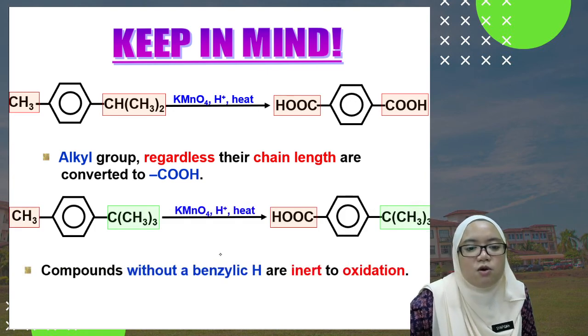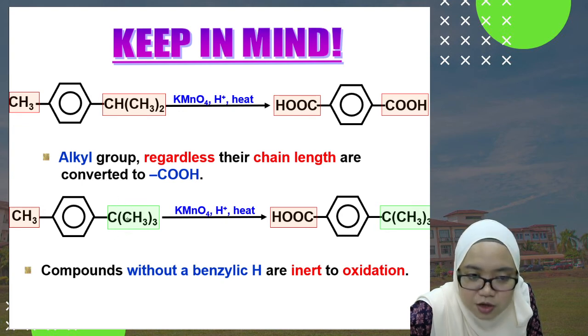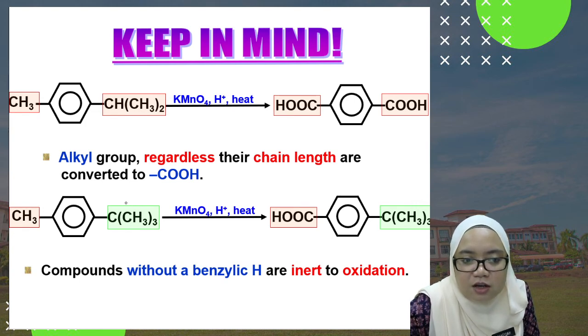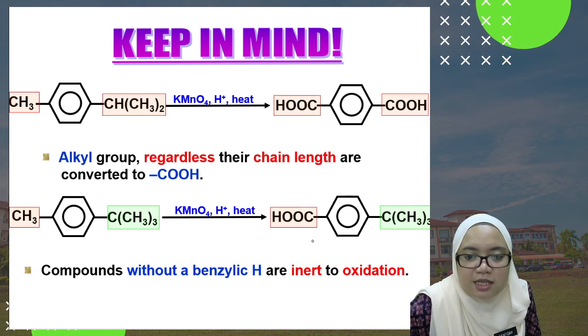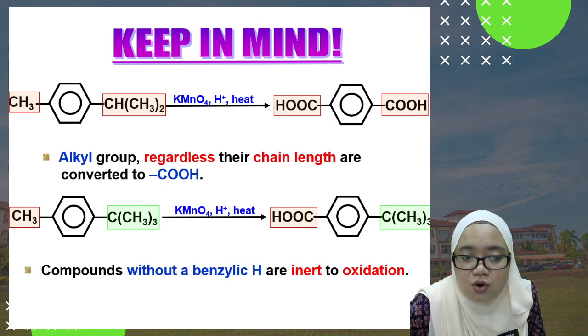Okay, kalau compound yang tak ada benzylic hydrogen macam ni kan, carbon ni dia tak ada benzylic hydrogen sebab ketiga-tiga bond dia bonded dengan methyl group. So this fragment or this side of the alkyl group, dia tak akan jadi COOH. Dia akan maintain sama. Cuma yang ada benzylic hydrogen saja yang boleh tukar bila undergo oxidation.